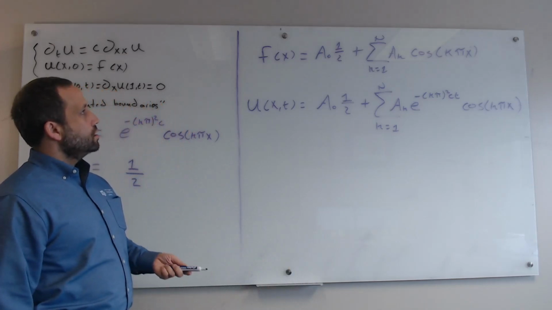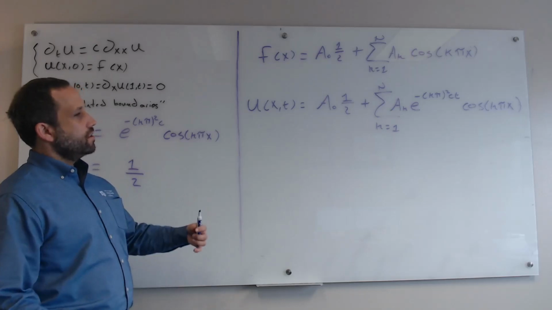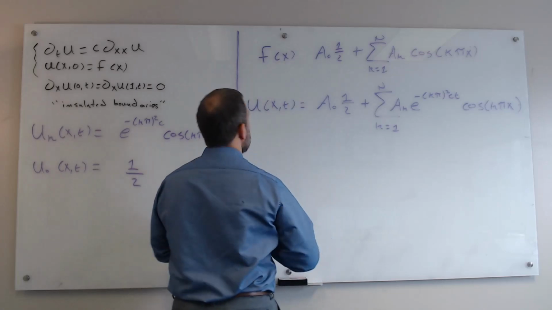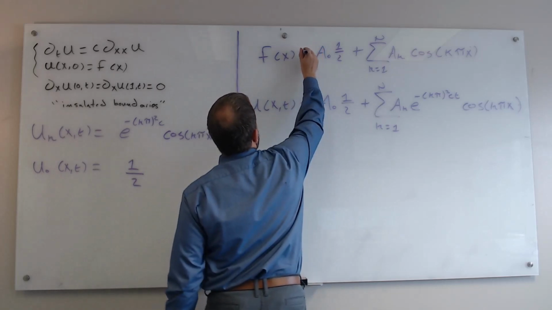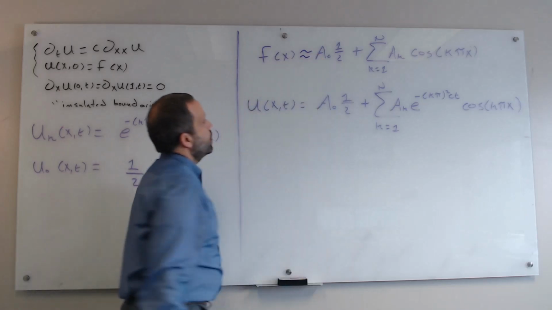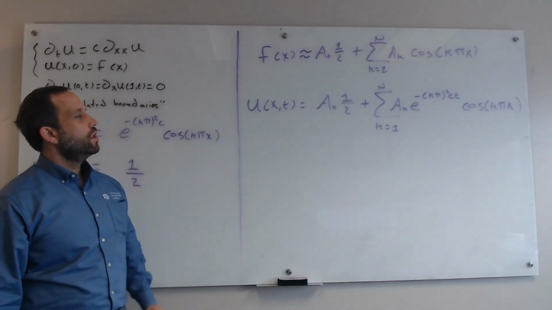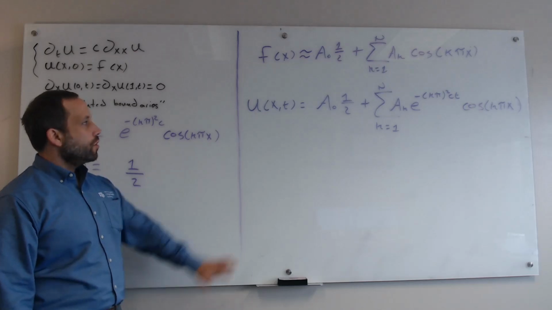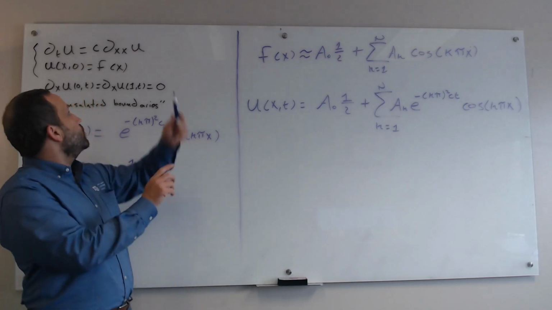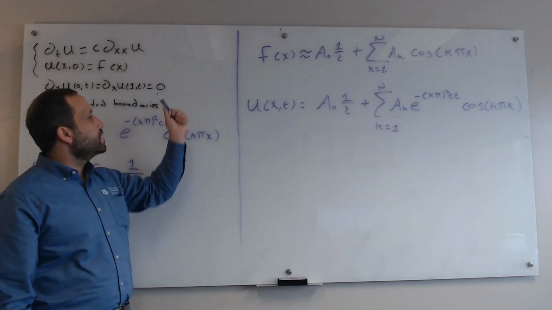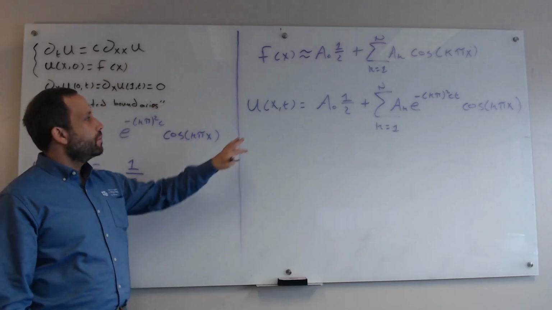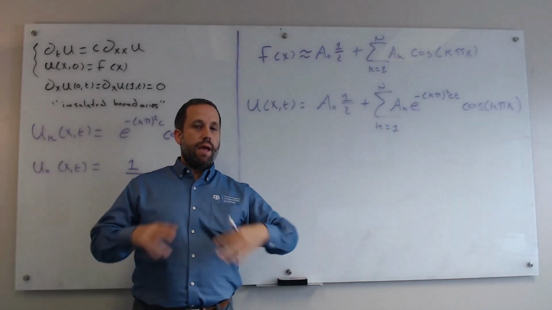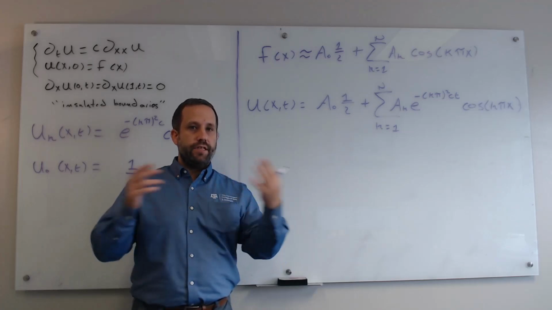Let's go one step more general. What if we only know that f of x is approximately equal to this linear combination of the cosine functions? Then our solution is still going to exactly satisfy the PDE and exactly satisfy the boundary conditions, but it is only going to approximately satisfy the initial condition. And maybe that's good enough for us, maybe it isn't. It depends on whatever you're doing.